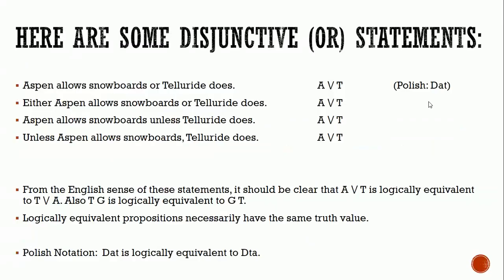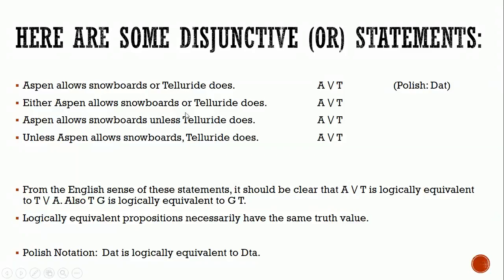Let's take a look at some. All right, I like these. These are good examples here to try. These are the two disjuncts, right? A wedge T. In Polish notation, we write capital D, lowercase a, lowercase t. Aspen allows snowboards or Telluride does not. So, A or T.